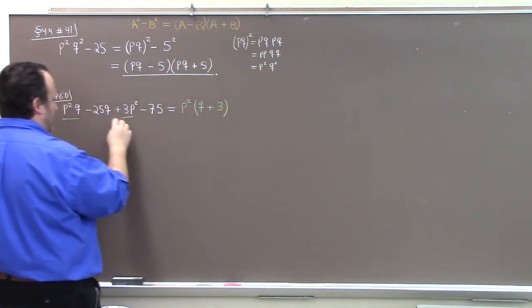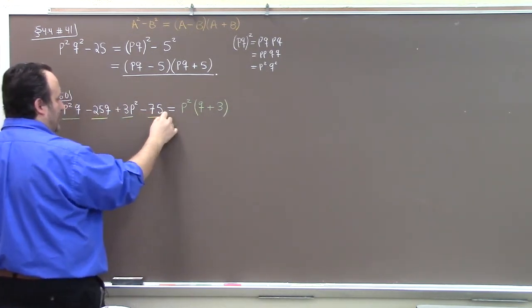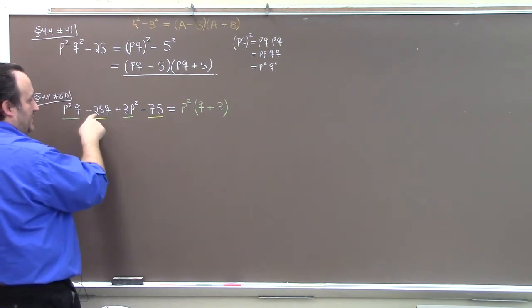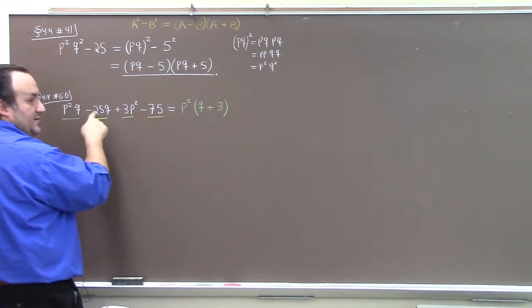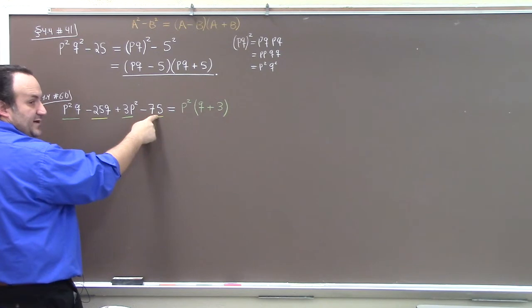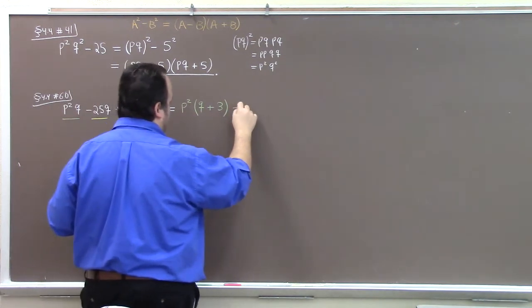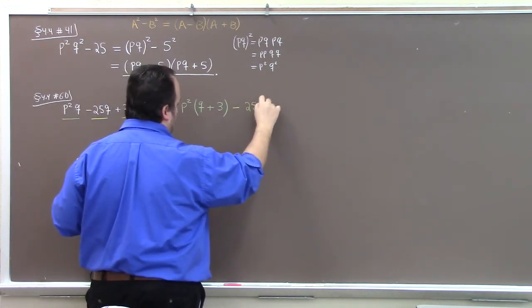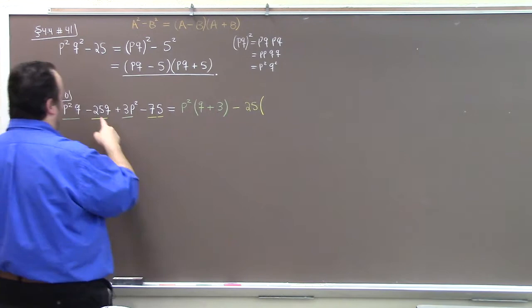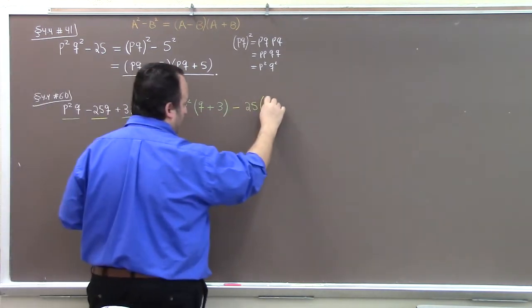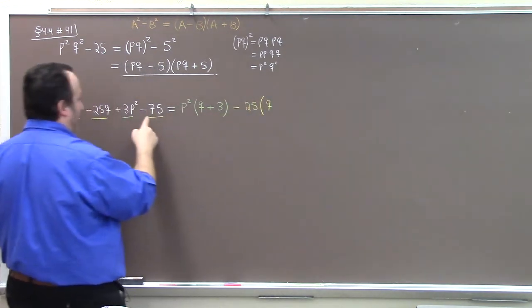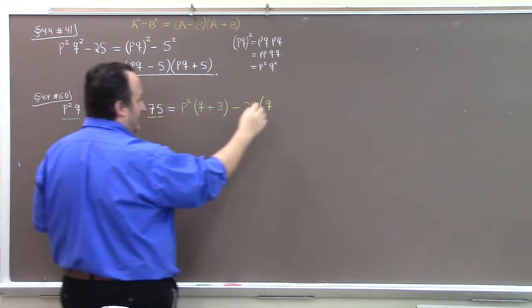Now, these two terms, maybe I can combine these. I've got 25 and 75. 75 is 3 times 25, so I can factor out a 25 from these. I can say minus 25, and that gives me Q from the first one, and plus 3.